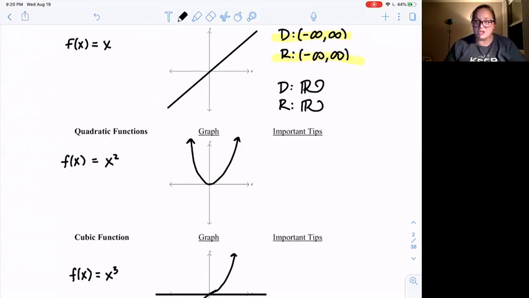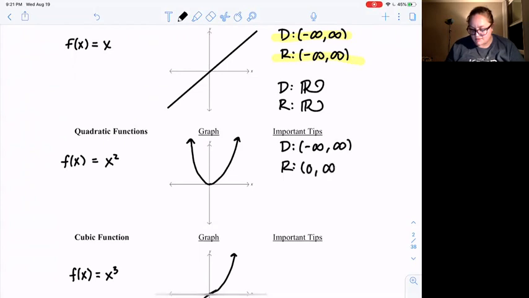So how does that adjust the domain and range? Well, the domain can really be negative infinity to positive infinity, but the range is only ever going to be positive. So it's going to be 0 to positive infinity.